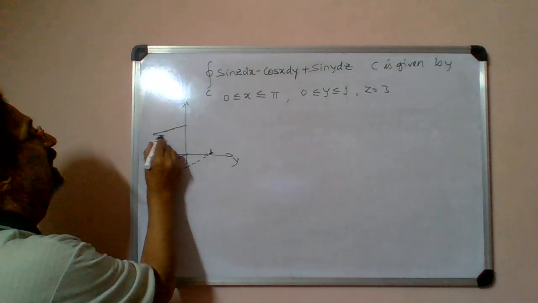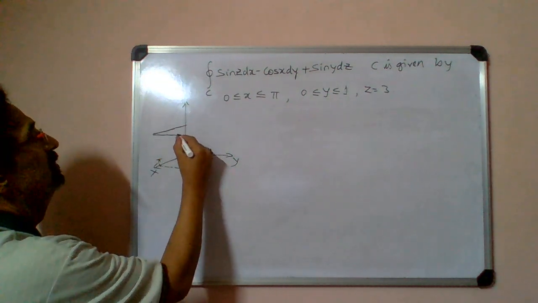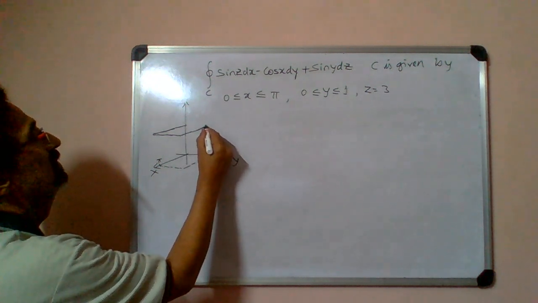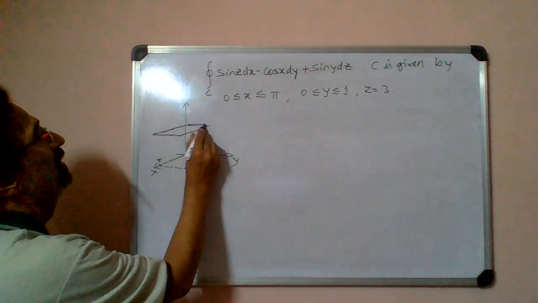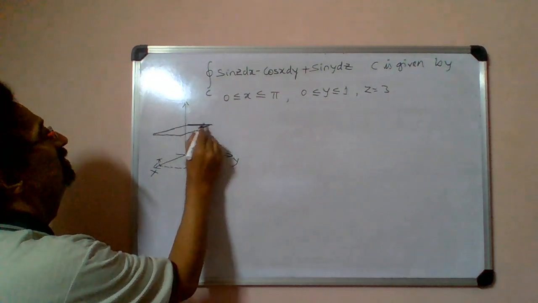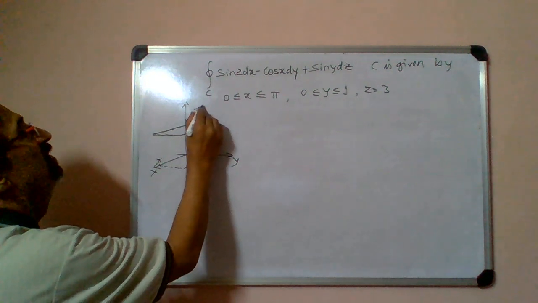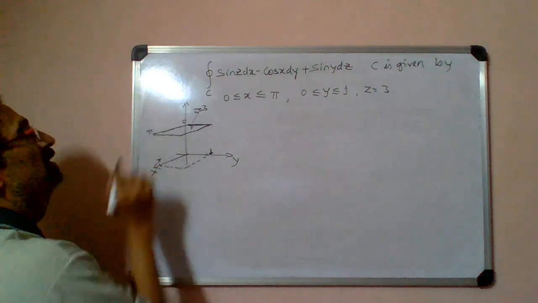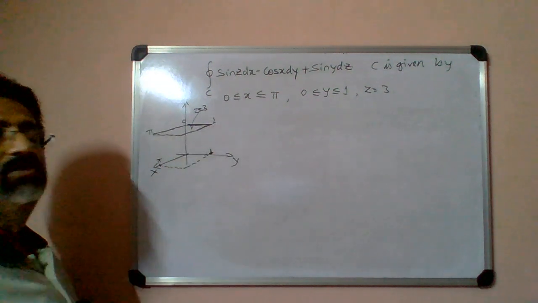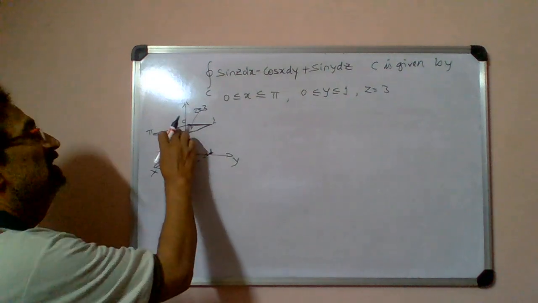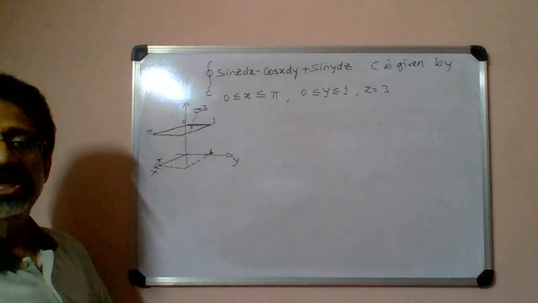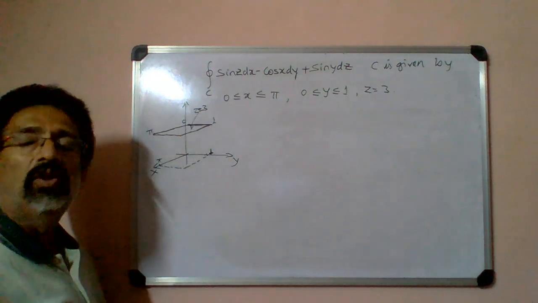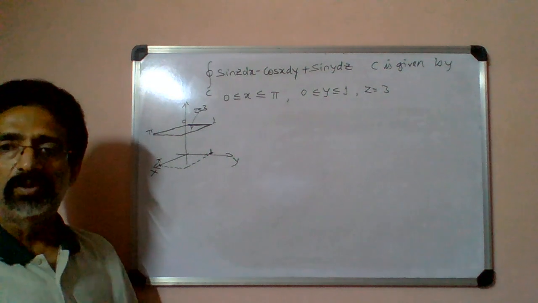So this is my surface. So this one, then from here, this one, then from here, like this. So this is my surface, z is equal to 3. So clearly here the x value is 0, x value is pi, here the y value is 0 and the y value is 1. So this is my z is equal to 3. So this is the curve which is required. As I told you, it is not lying on the xy plane, it is parallel to the xy plane.